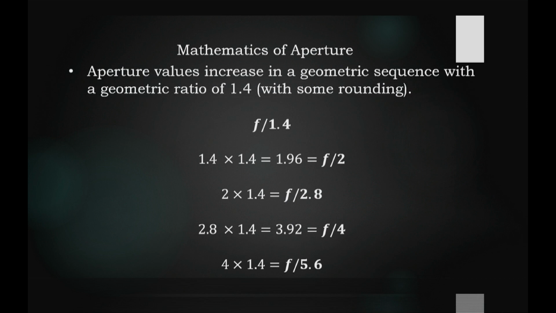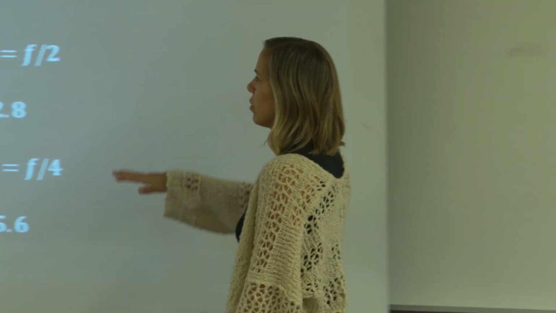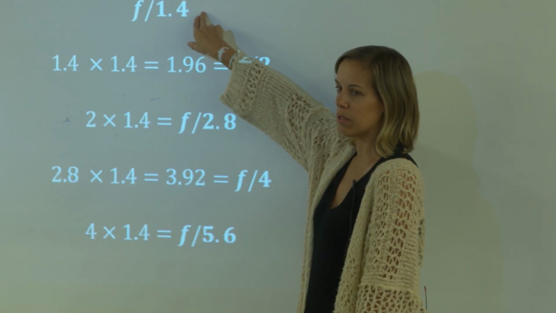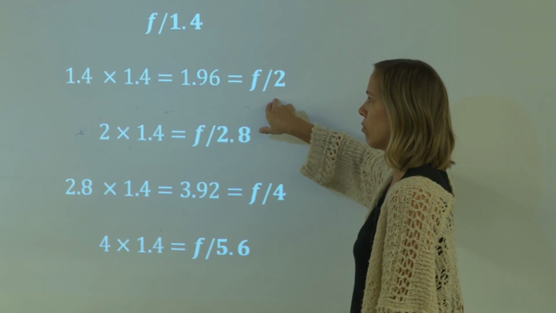Okay, so there are lenses that have smaller apertures, but for a lot of photographers, 1.4 is kind of the lowest that we want to go. So again, this is a geometric sequence, but this time we're using a ratio of 1.4 with some rounding. So again, so we don't have all these decimal numbers on the camera, they're going to round. So each time we're taking this f-stop and we're multiplying it by 1.4.